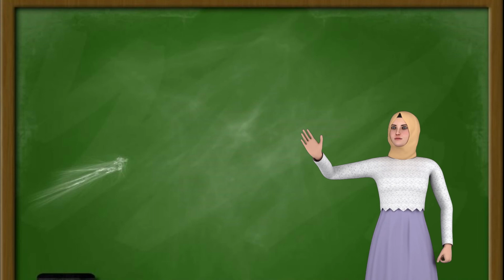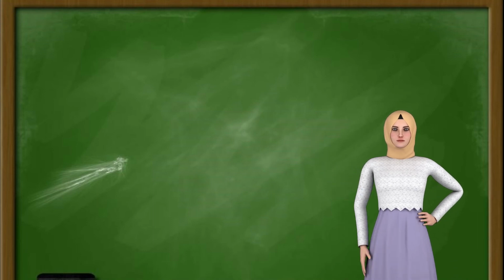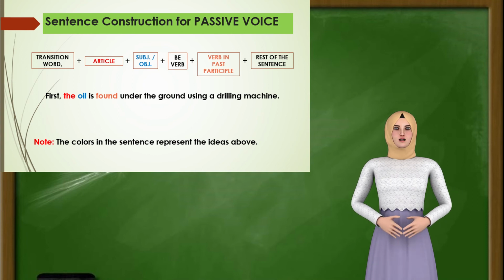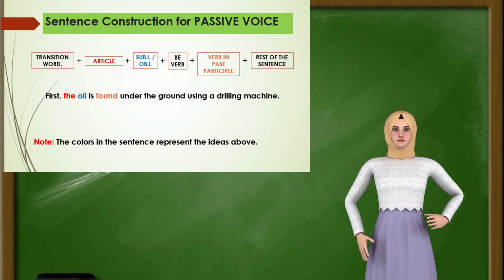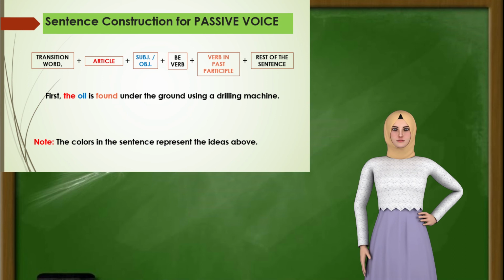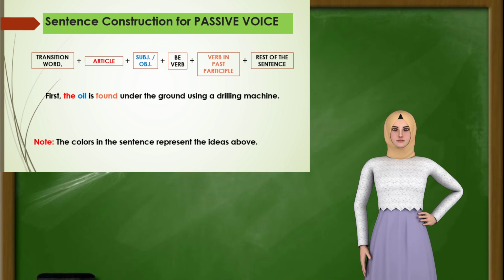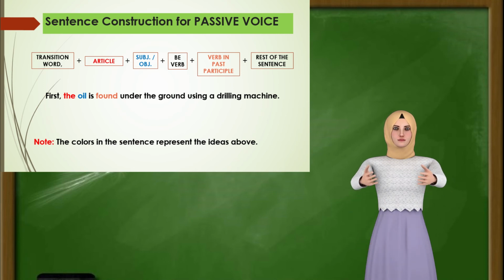This is the example of the passive voice sentence. First, the oil is found under the ground using a drilling machine. The first word is the transition word. The oil is the subject. Then the linking verb which must agree with the subject. Next is the verb in the past participle form. After this is the rest of the sentence.